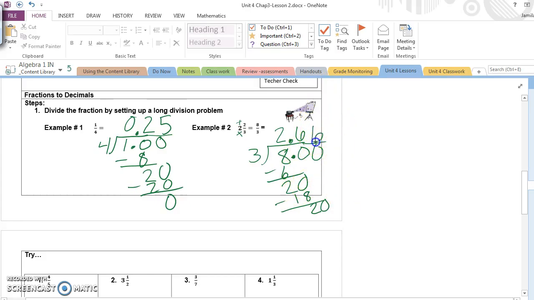So this looks like this is going to be a repeating decimal. So after a while you can just stop and you can put the repeating bar over it. So the decimal form of 2 2/3 is 2.6 repeating. You could also round it. You can say 2.7 or 2.67 depending on how far you want to take your decimal place out.